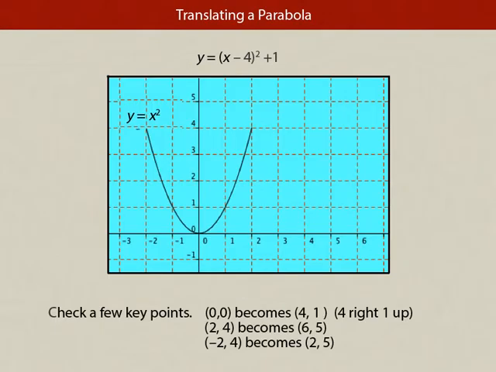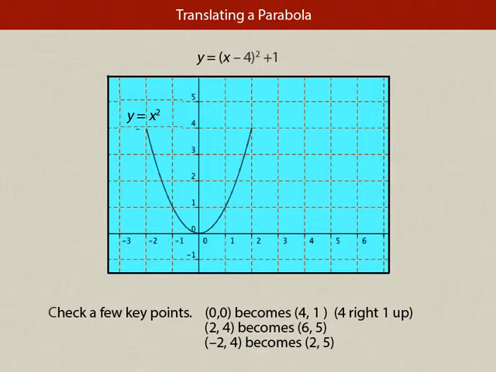Alright, we have our base graph of y equals x squared, and we want to translate that to y equals (x minus 4) all squared plus 1. When I replace x with x minus 4, the graph moves 4 to the right. And you can see that it's going to move it up 1.